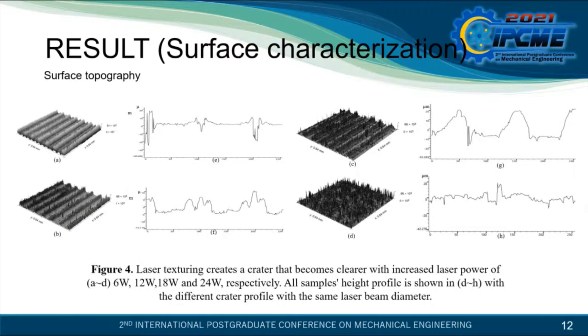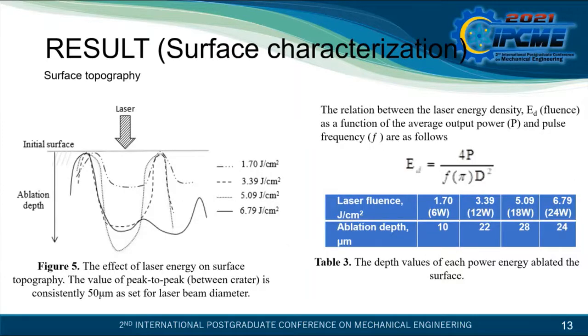The surface profile of laser-treated surfaces is shown in Figure 4. As observed, all laser-treated surfaces show a horizontal area affected by laser ablation. The depth of laser texturing in Table 3 also shows that at laser power 12 and 24 watt give depths of 22 and 24 micrometers respectively. The laser fluence is calculated by the given equation above.